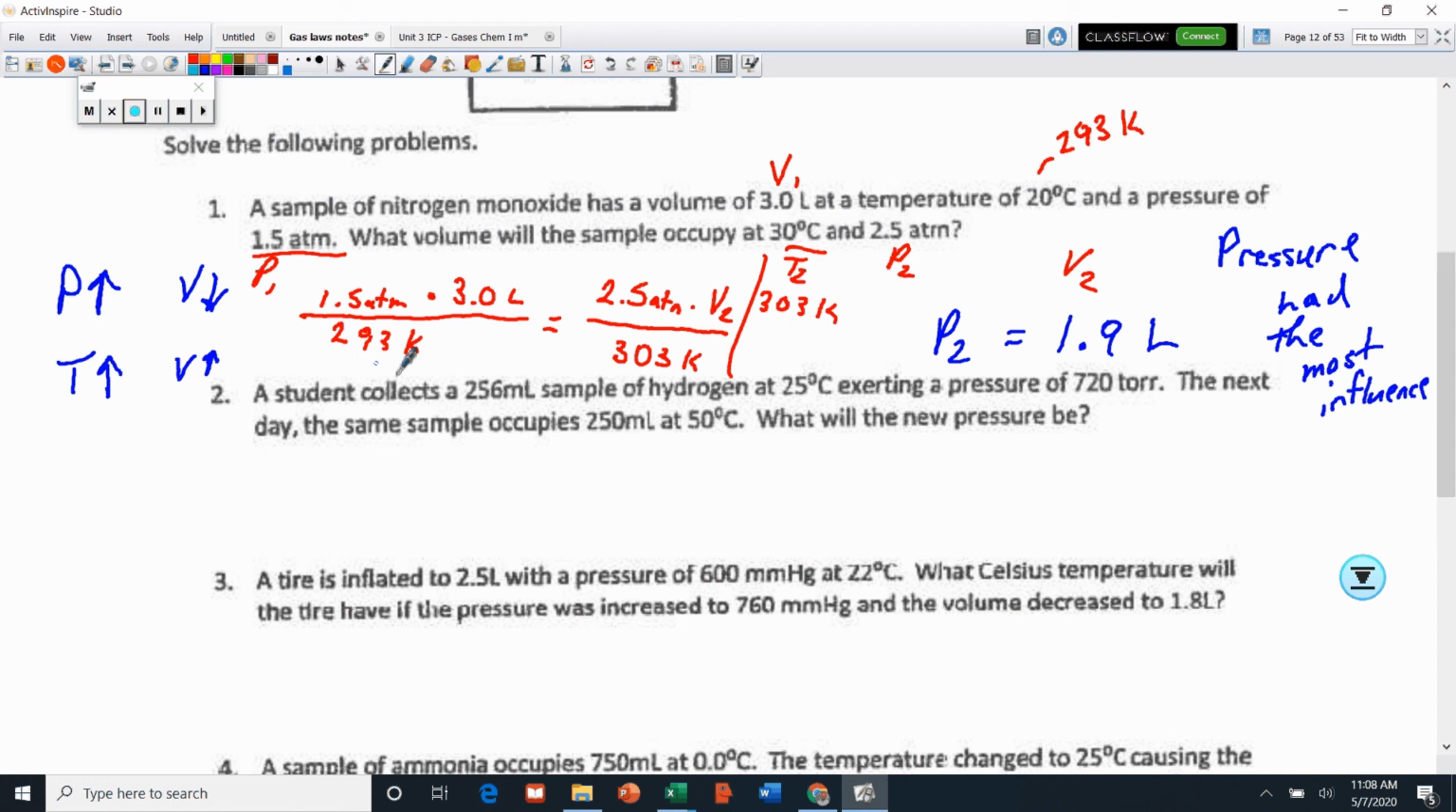And if you really look at it, we only had a 10-degree change in temperature, but going from 1.5 atmospheres to 2.5 atmospheres, we nearly doubled the pressure. That's why pressure had the most impact. If you were looking at this in terms of millimeters of mercury or something like that, you would see how huge the difference in these two numbers is.